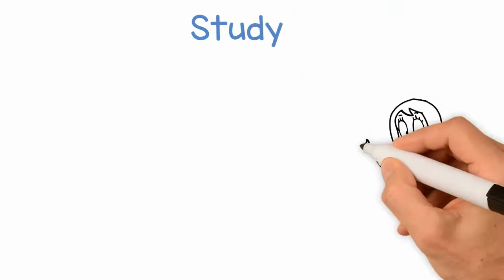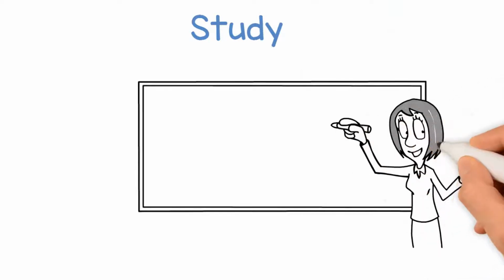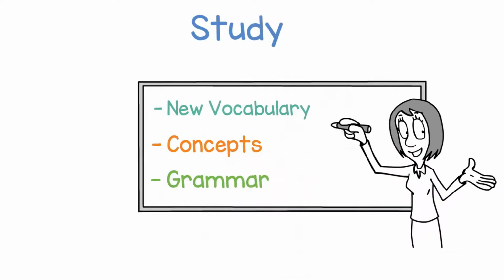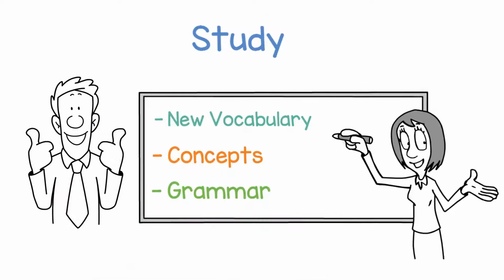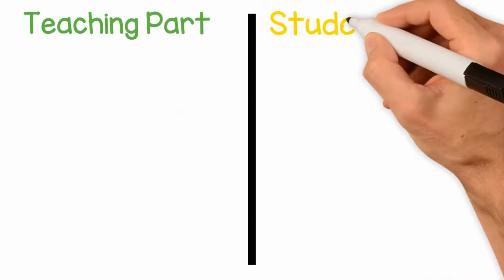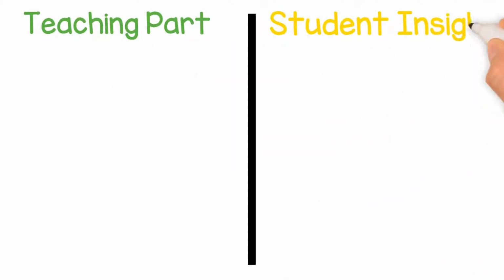During this stage, teachers will teach new materials for the lesson, which might include new vocabulary, concepts, or grammar, and to make sure that students understand the material that has been taught. We can divide the stage up into two parts, the first being the teaching part and the second being the testing of students' insight.